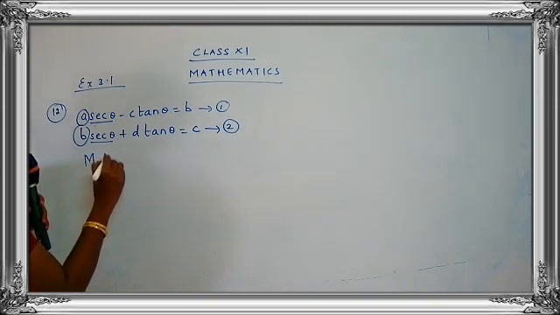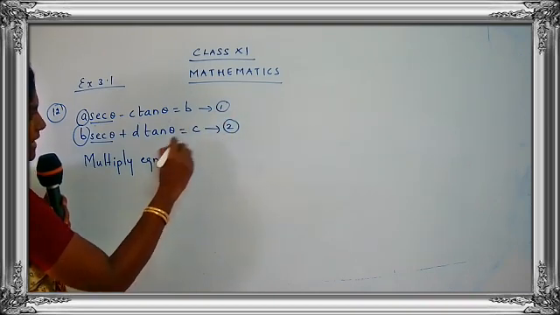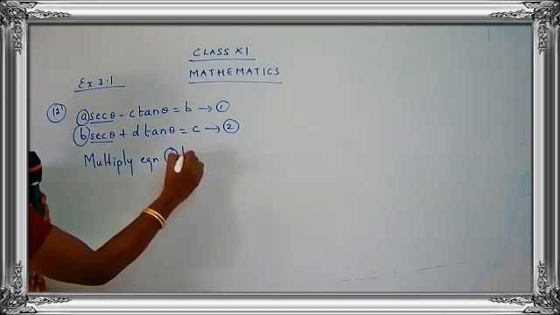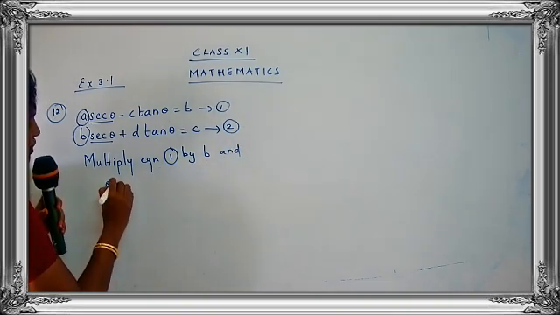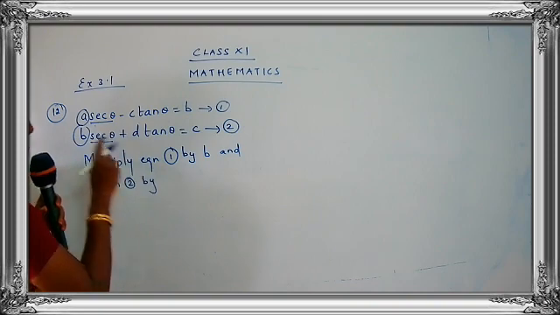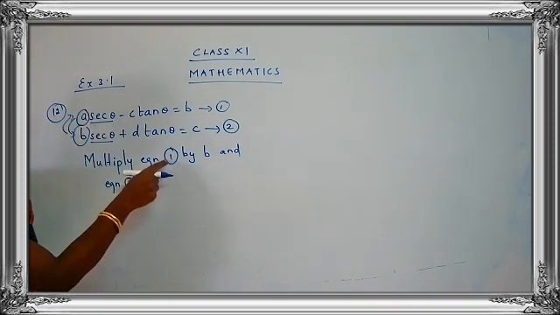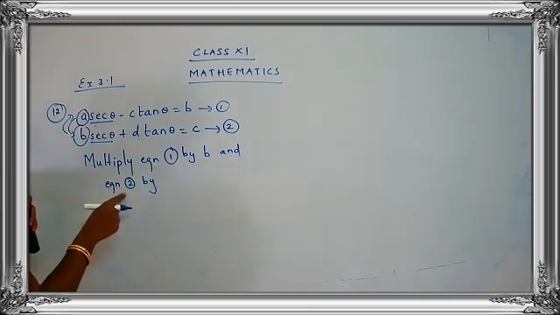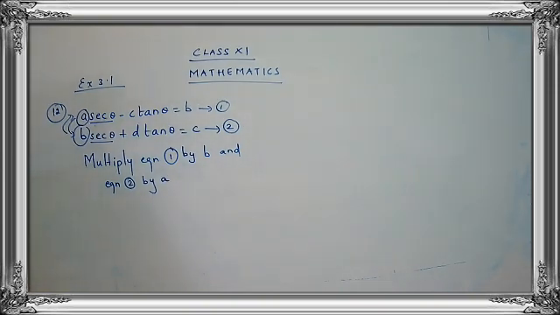Write down here, multiply equation 1 by b and equation 2 by a. Here I am just going to exchange the coefficients, so here a and here b. So first equation I am going to multiply by b and the second equation I am going to multiply by a. So multiply equation 1 by b and equation 2 by a. Okay, let's see what we get over here.